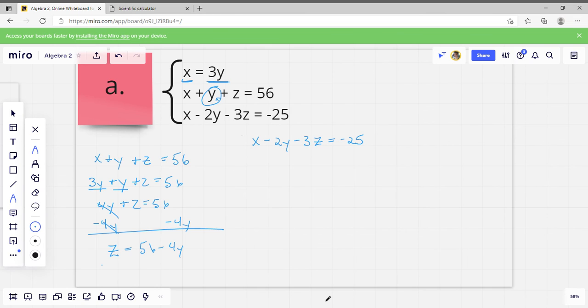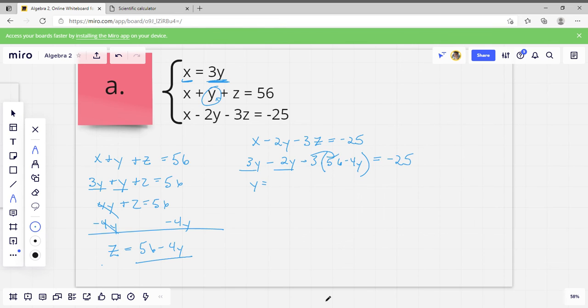So then we plug in our x value, which is 3y, minus 2y. Y is the only variable that we don't have yet. Minus 3z, and here's our z value, 56 minus 4y, equals negative 25. Now we're going to put these y's together. That will give us 1y.